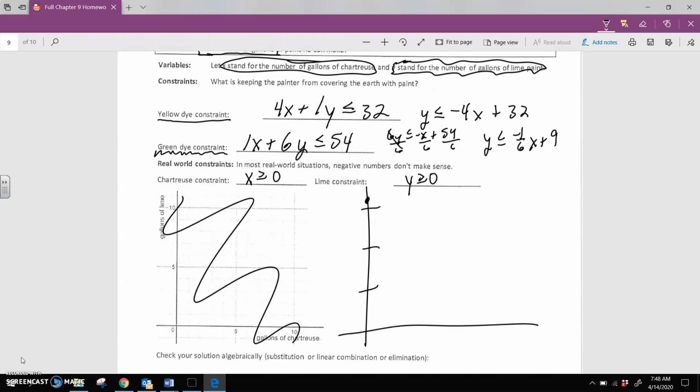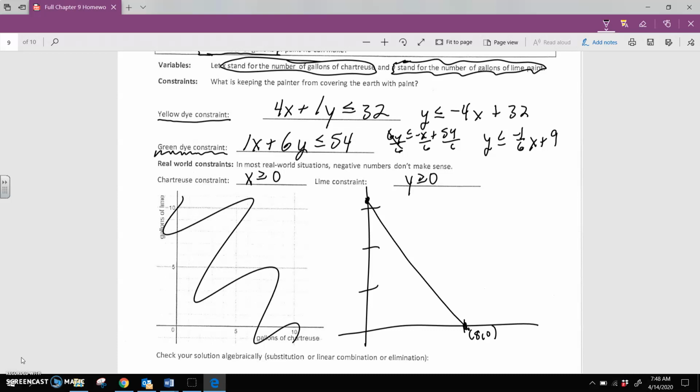From there, I go down 4 over 1. And so if I keep going down 4 over 1, down 4 over 1, down 4 over 1, I believe that line ended up hitting over here at 8, 0. Okay, so that was this line.